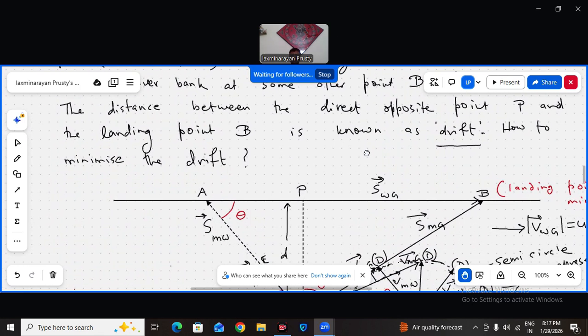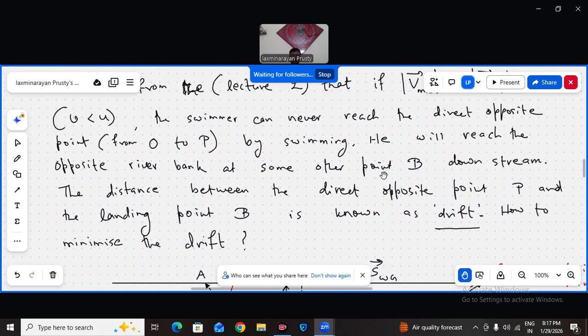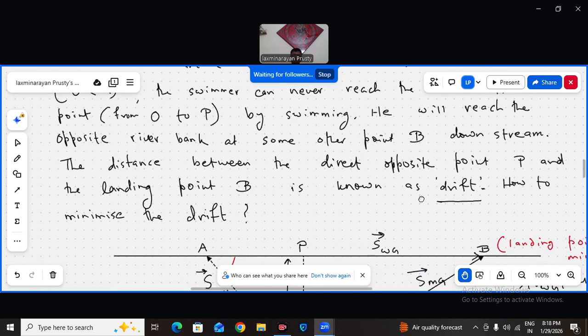So he will definitely land somewhere downstream, at some point B. The direct opposite point P he cannot reach. The distance between the direct opposite point P and the landing point B, that is PB, is known as drift. How to minimize the drift?